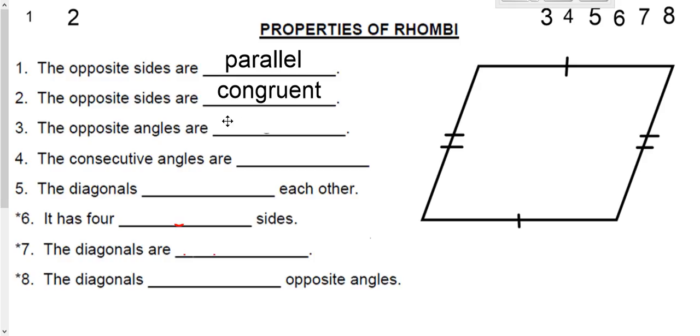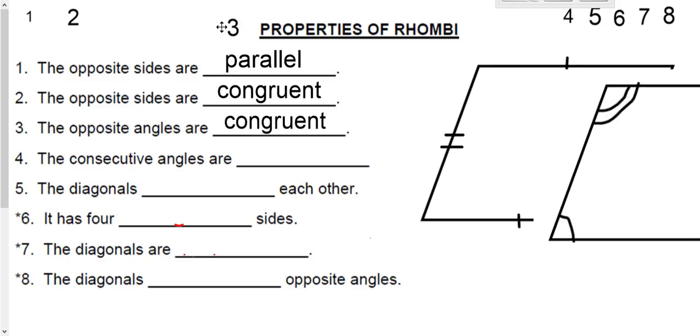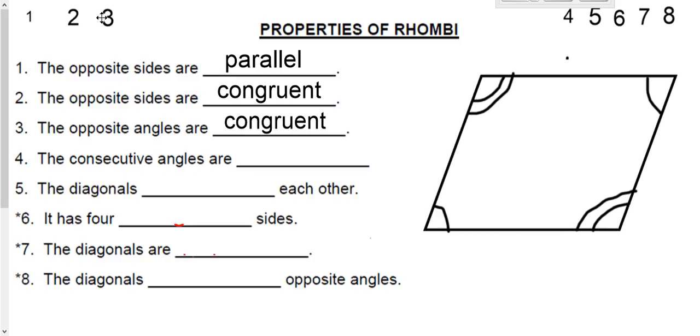Opposite angles of a parallelogram are congruent. Same in a rhombus then. That picture looks like this. Here we draw our rhombus, and we see that since it's a parallelogram, this angle equals this one, and this angle equals that one.